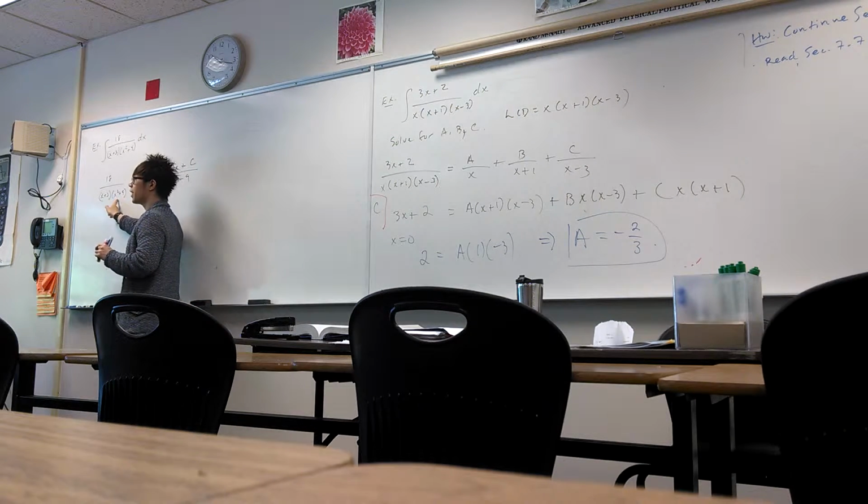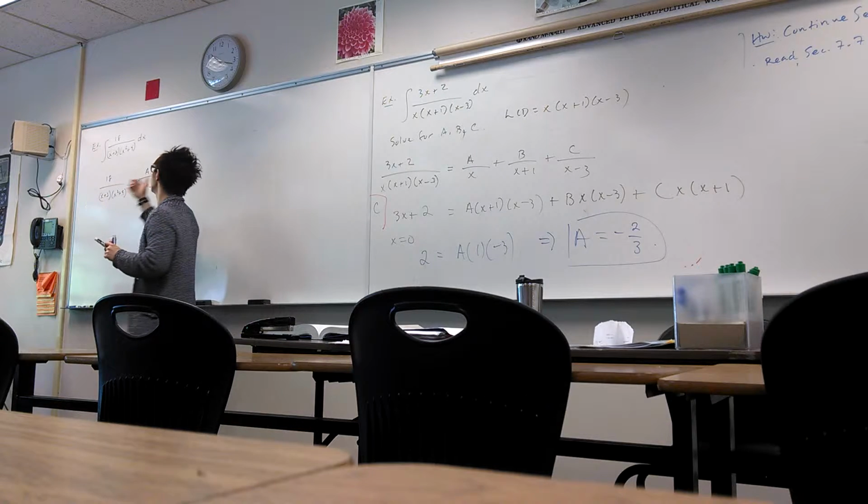If this was x squared minus 9, what would it be? It would be linear because you would write that as x plus 3 times x minus 3. But this is x squared plus 9. That cannot be reduced, so it remains quadratic. That makes sense?